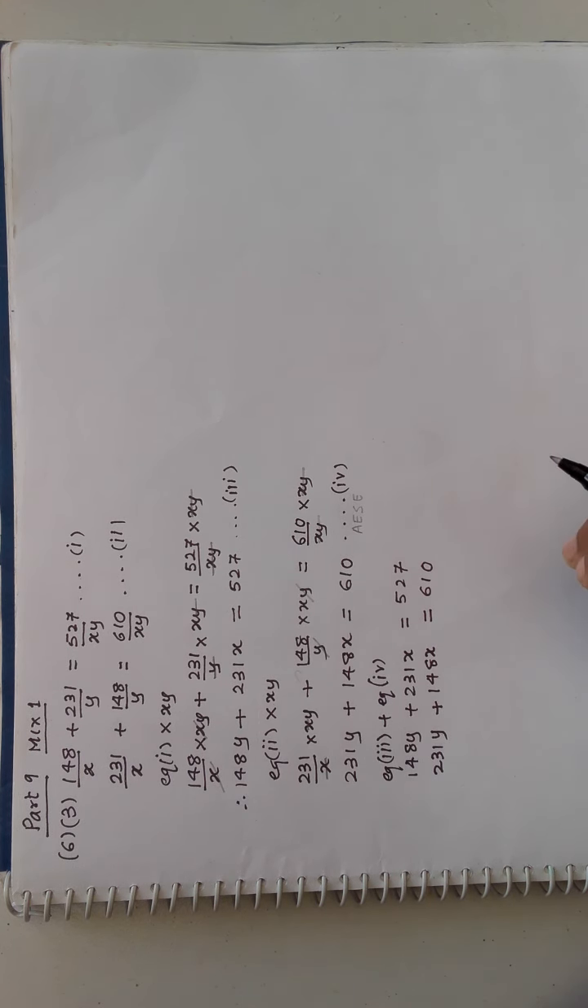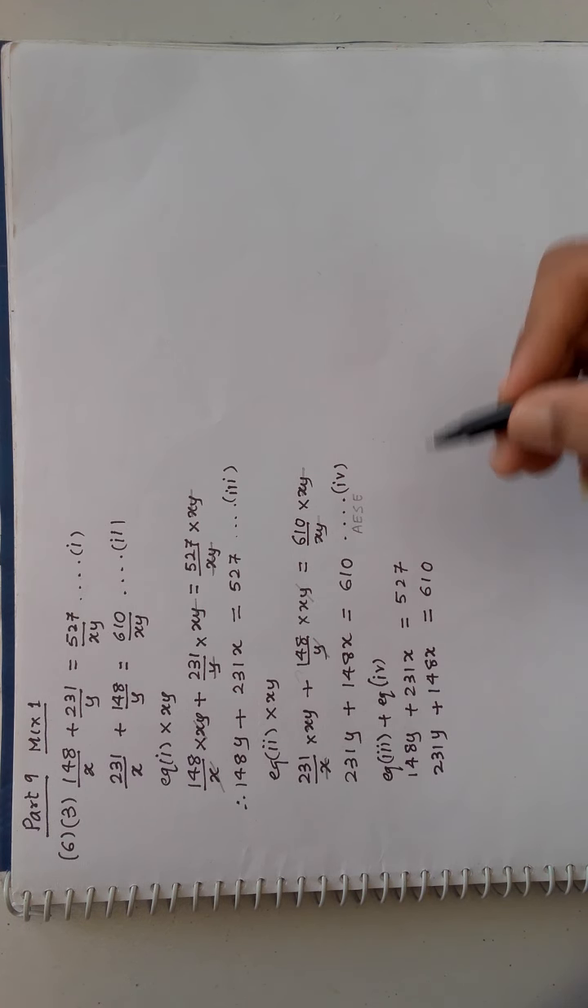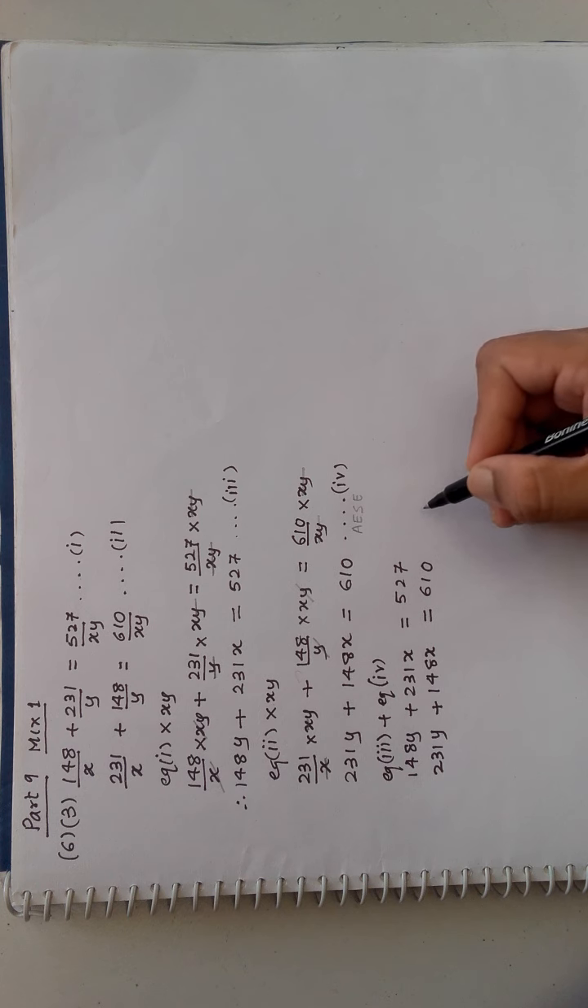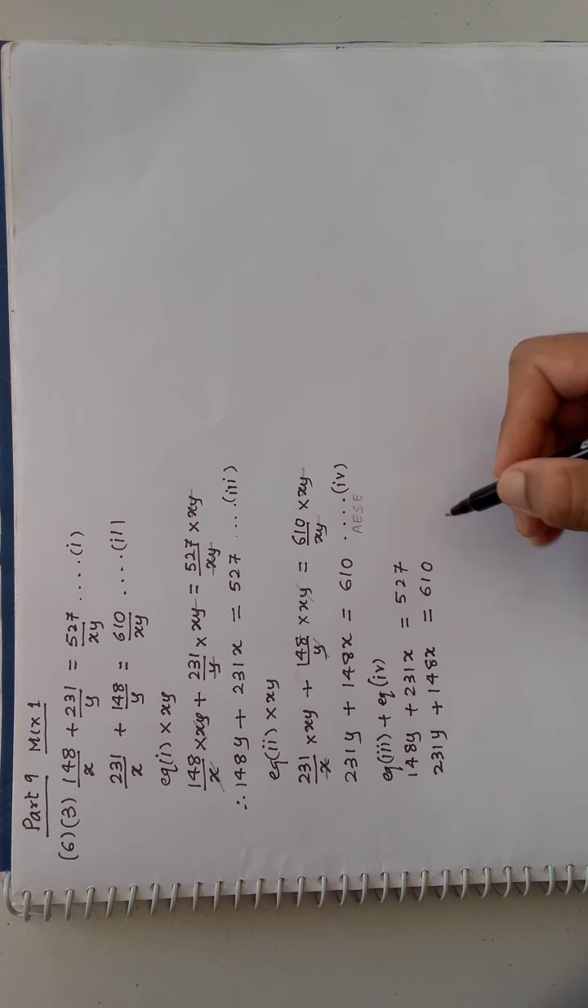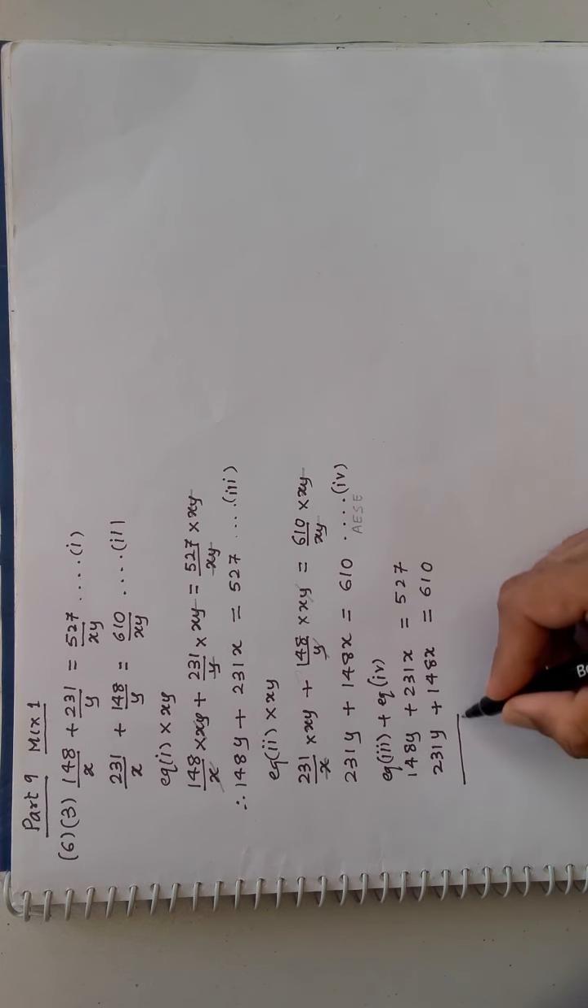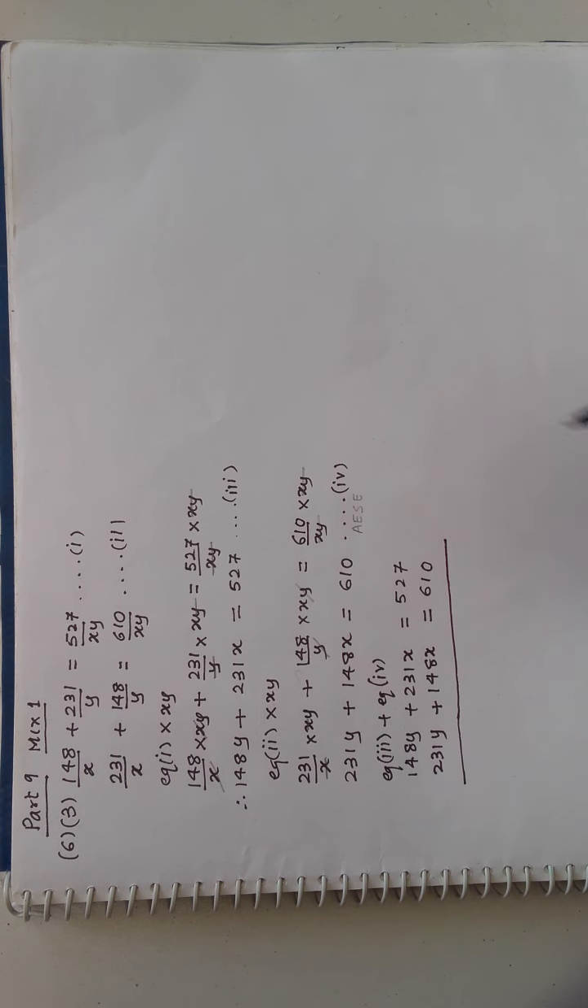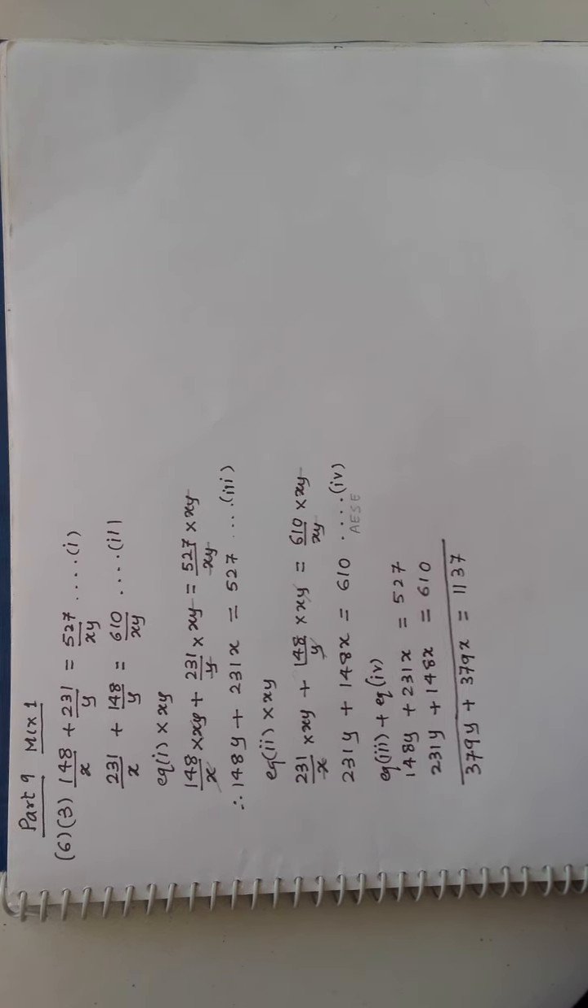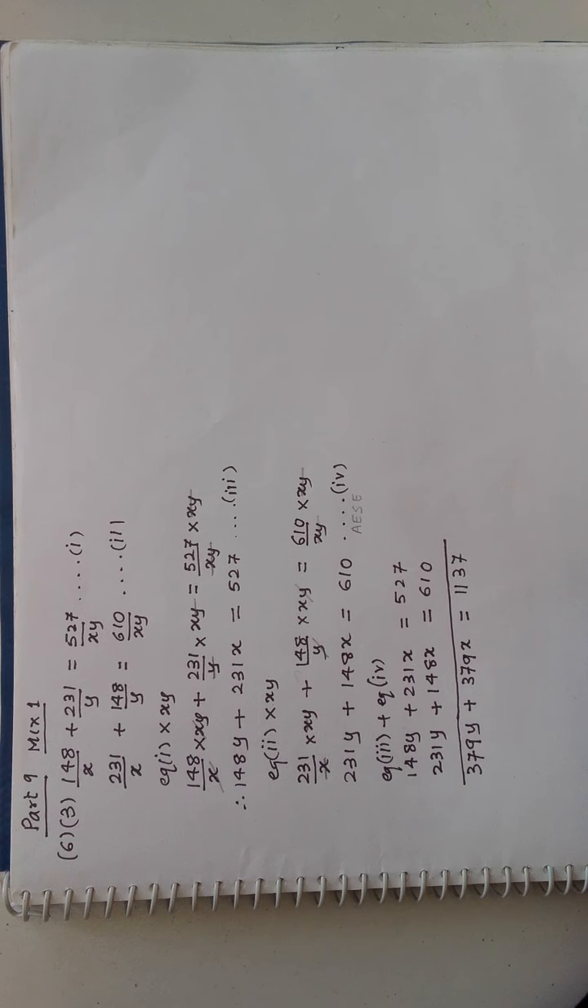If you remember, I told you line number 1, line number 2, line number 3 blank, and then line number 4, where you will draw this line. Now since you are adding, there will be no change in the sign. So obviously you will be adding directly. So we get 379y plus 379x is equal to 1137.